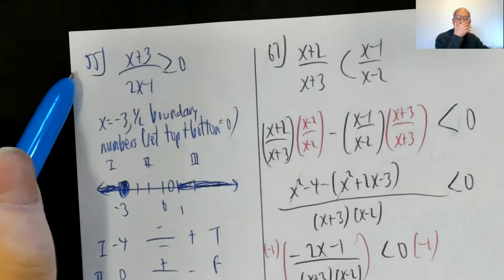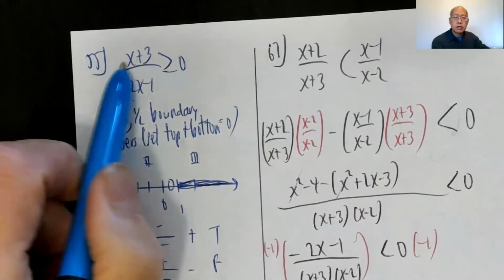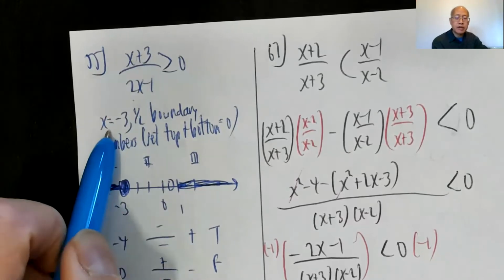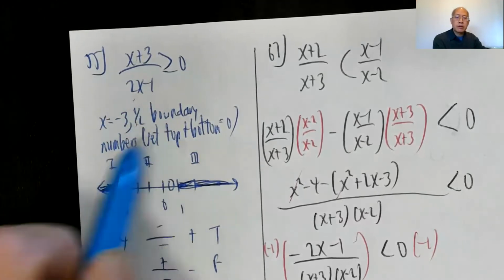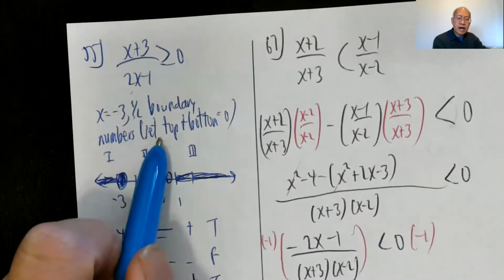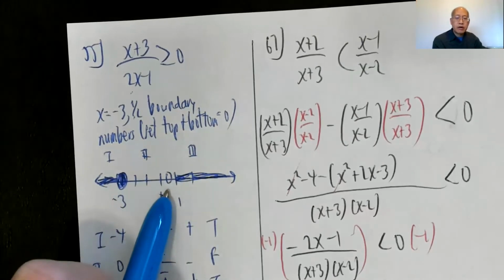Okay, quotients. For a quotient, you set the numerator and the denominator equal to 0. So what makes the numerator 0? Negative 3. What makes the denominator 0? Solve that, you get 1/2. So my boundary numbers are where you set the top and the bottom equal to 0. So negative 3 and 1/2.